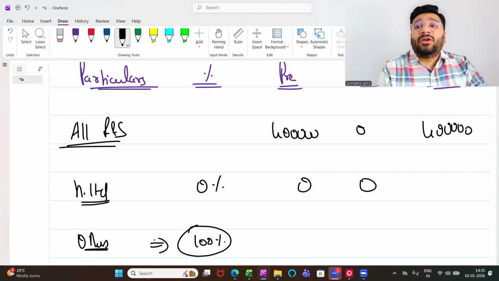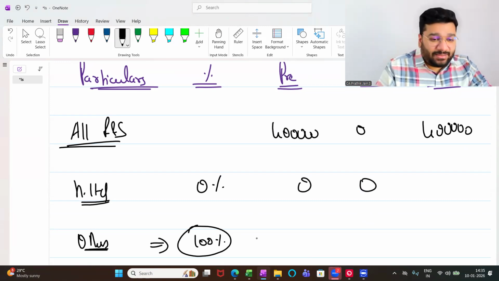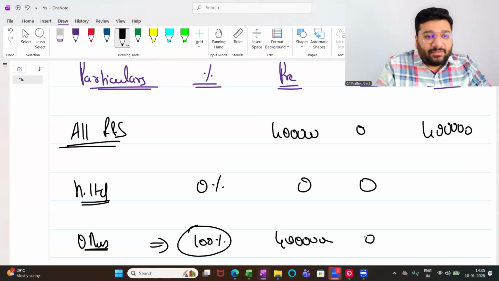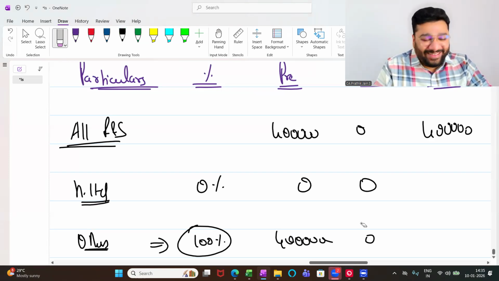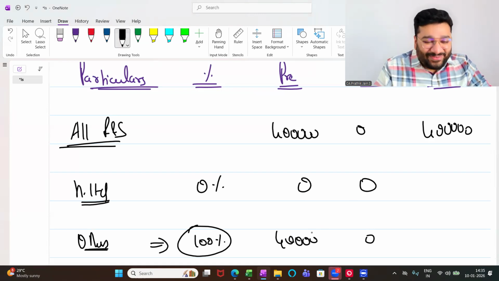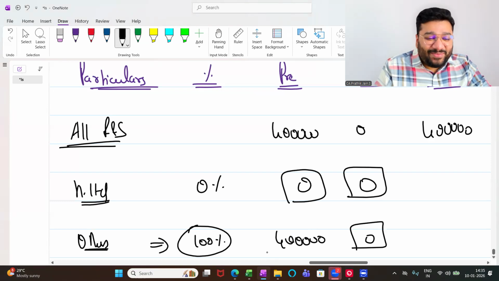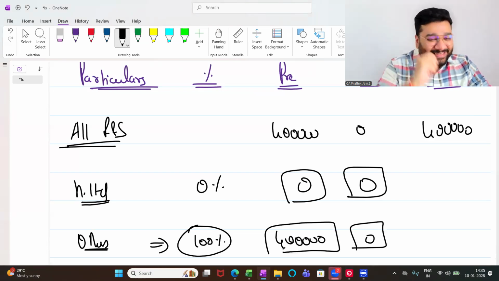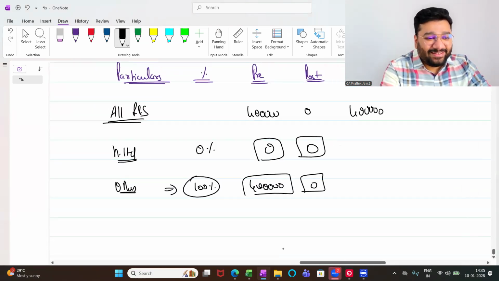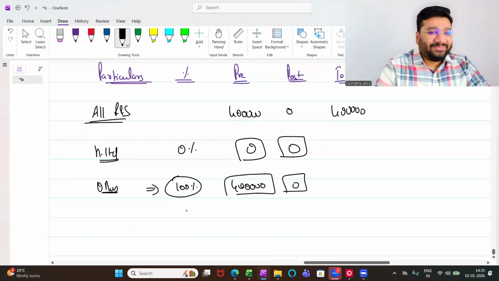So they are called non-controlling interests. How much? 4 lakh and 0. First time the right answer is given.